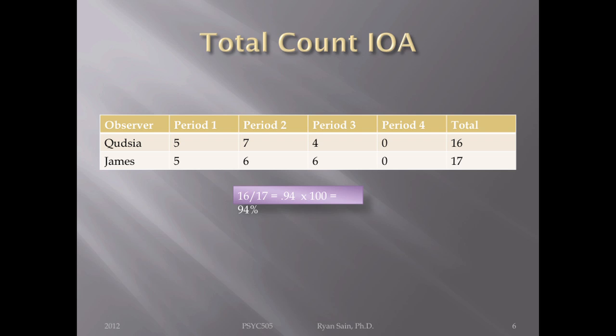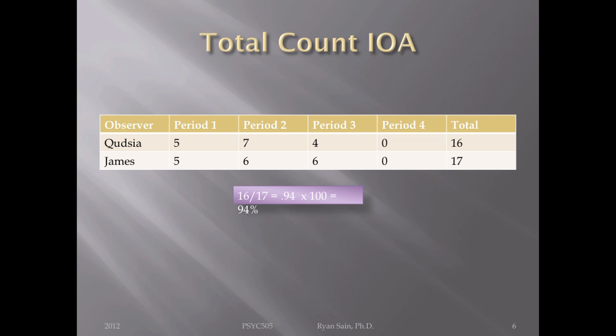And at the total, Coetzee had 16, James had 17. In other words, total count inter-observer agreement: 16, the smallest number, divided by the largest number, multiplied by 100, equals 94%. Do you really believe they were 94% accurate? Look at the data. See what you think. Because we're going to learn another way to do this, and I'll say, no, they're only 50% accurate, because they only got the same observations twice.